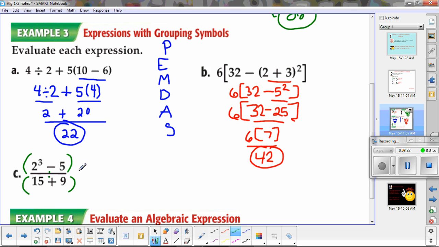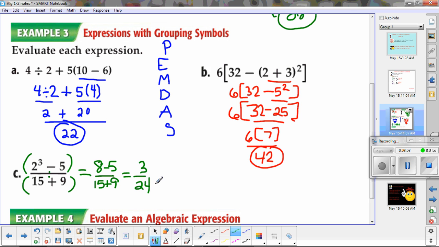So on the top, following the order of operations, I have an exponent, so I'm going to do that first. 2 to the third power means 2 times 2 times 2, which is 8. So I really have 8 minus 5 on the top and 15 plus 9 on the bottom. Well, 8 minus 5 is 3, and 15 plus 9 is 24.